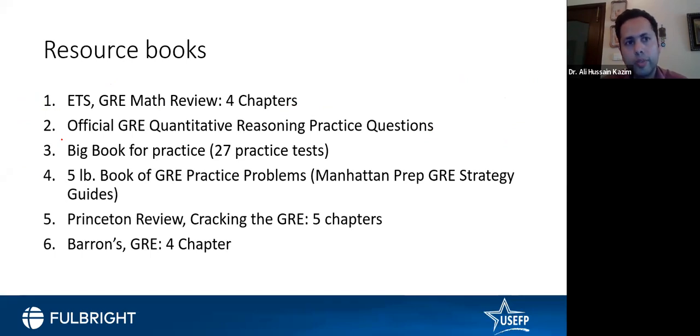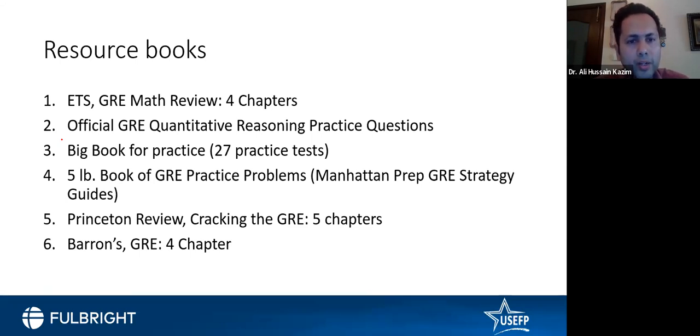Now the books. The ETS GRE Math Review is a free book having four chapters. The first book does not have any questions, so you won't have practice, but it is like the syllabus of the GRE. It has everything. If you do it well and understand everything, it means you're all set, but you also need practice to show your understanding. The practice comes from the Official GRE Quantitative Reasoning Practice Questions, which are again from the ETS.